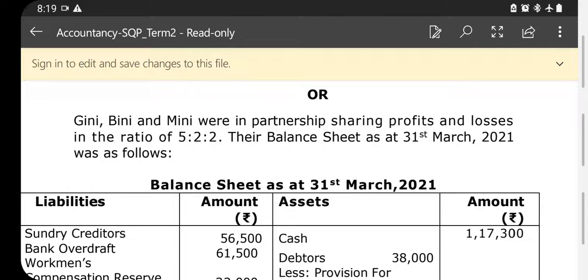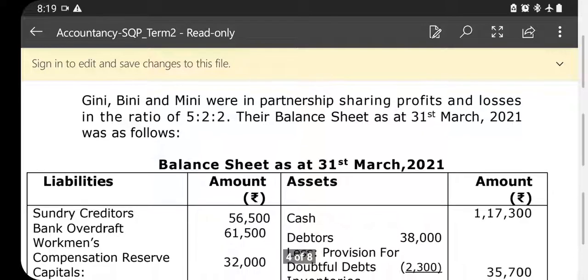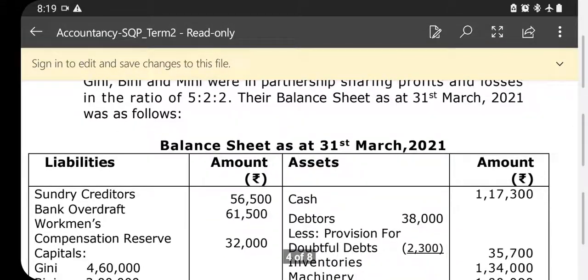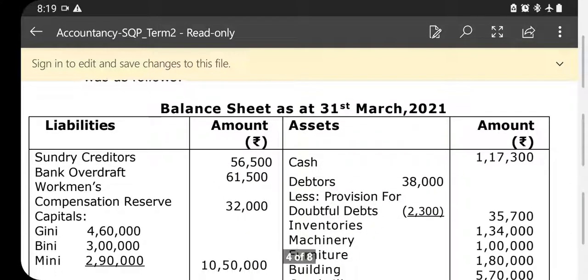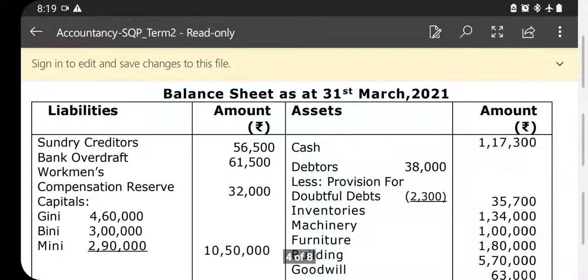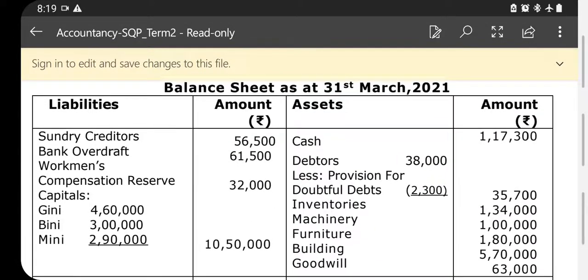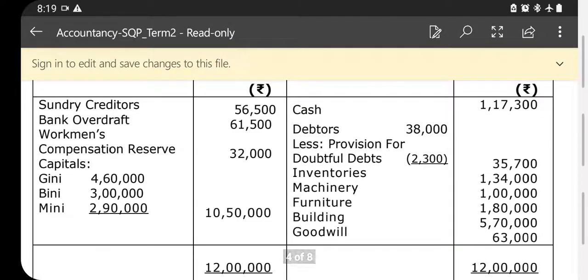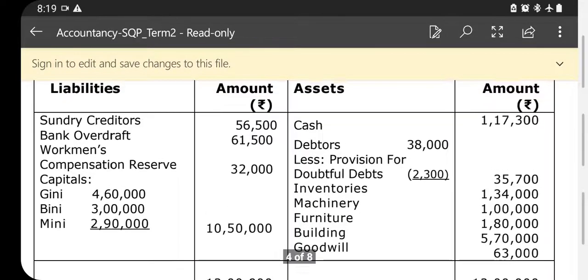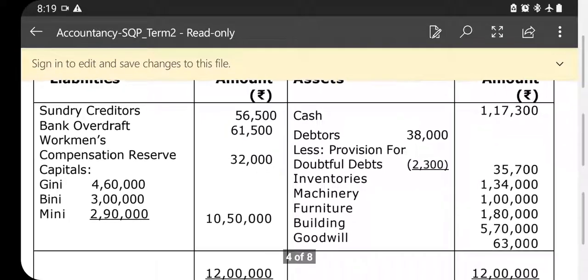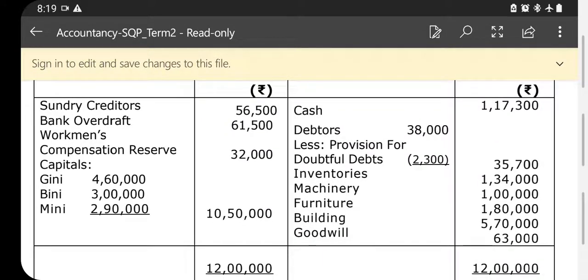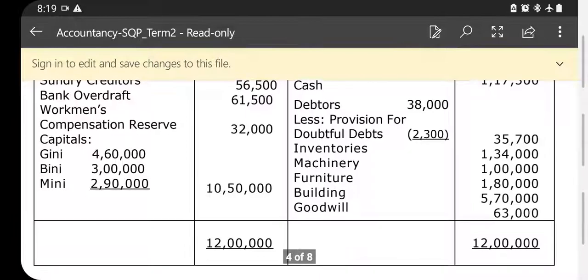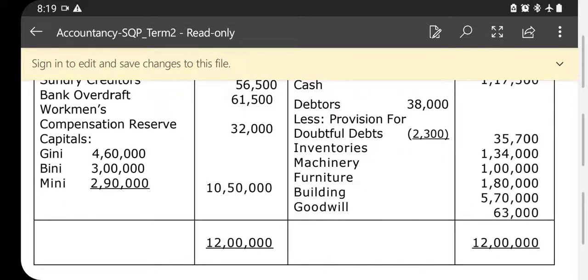Seventh question, either or. Second question, second point, Guinea, Bini and Mini were in partnership sharing profits and losses in the ratio of 5:2:2. Their balance sheet as at 31st March 2021 was as follows. Liabilities: sundry creditors 56,500. Bank overdraft 61,500. Workmen compensation reserve 32,000. Capitals: Guinea 4,60,000, Bini 3 lakhs, Mini 2,90,000. Total capitals 10,50,000.